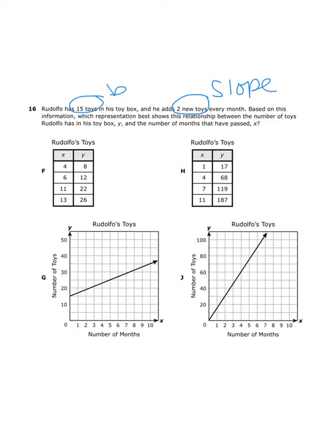So if you look at the graphs, they are easiest to look at. Letter J says he starts at 0, but he doesn't start at 0, he starts at 15. Letter G starts at 15, and that's true. And then every month it goes up by 2. So every month it's going up by 2, up by 2, up by 2, up by 2. So that's why G is the correct choice. On your tables, I would put these both in stat edit and check your slope and y-intercept, and neither of them would work.